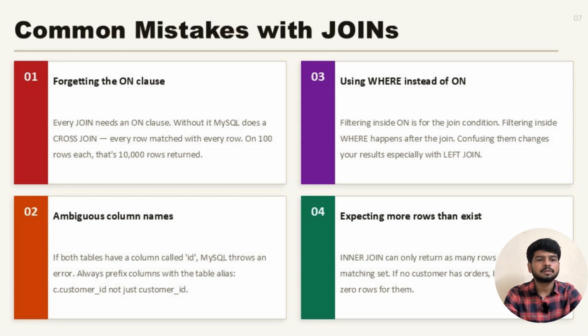Third mistake is using WHERE instead of ON for the join conditions. The ON clause is specifically for the join condition, how the tables are related. That's what JOIN ON tells us in joins, right?